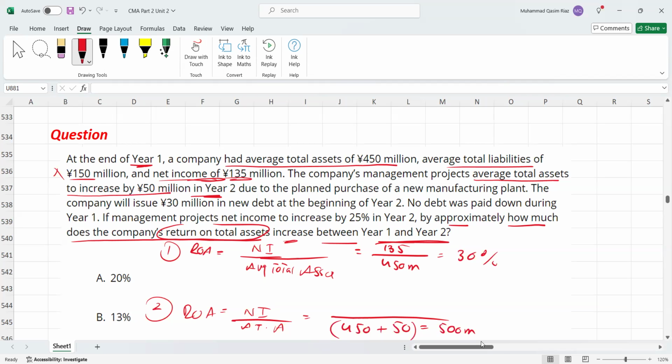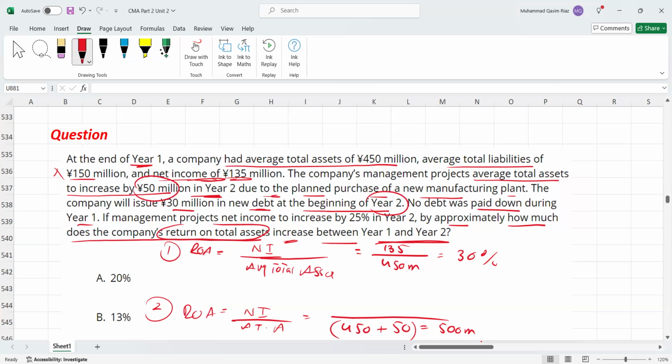So let's have a look at the numerator now, net income. Then they're saying why this 50 million has increased. They're saying due to the planned purchase of a new manufacturing plant. Because we are planning to buy a new plant, that is the reason this will increase your average total assets. So the company will issue 30 million in new debt at the beginning of year two. Guys, because this happened at the beginning of year two, we will assume it is already included in year two data. So no debt was paid down during year one. We told you we didn't pay any debt in year one.